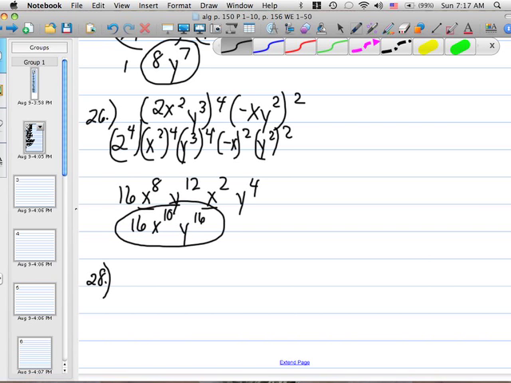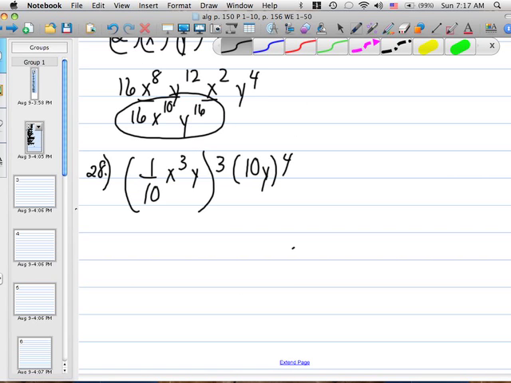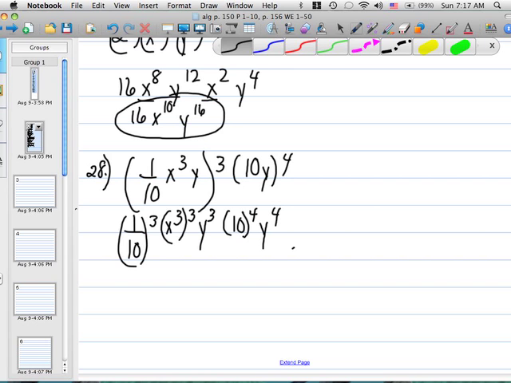Number 28. I have 1/10 x cubed y taken to the third times 10y to the fourth. So everything inside is taken to the third power. So 1/10 to the third, x cubed to the third, and y cubed. Here everything is taken to the fourth power, 10 to the fourth, y to the fourth.